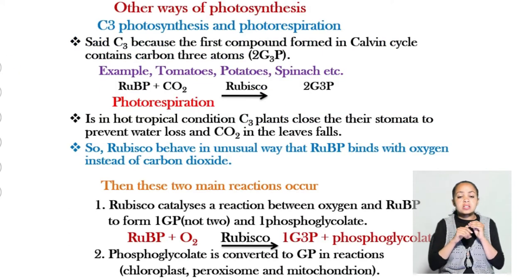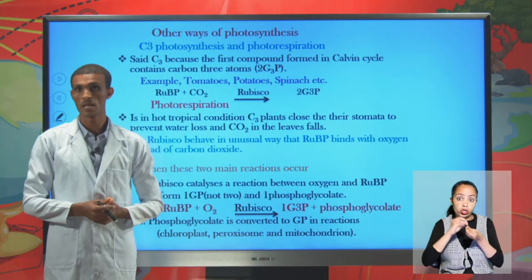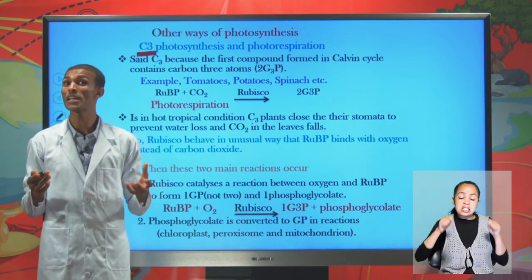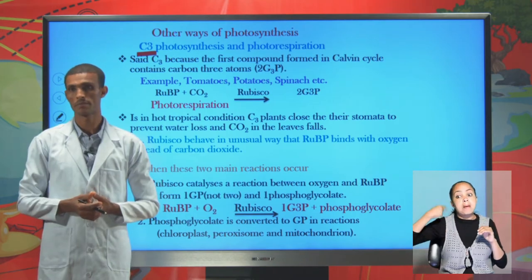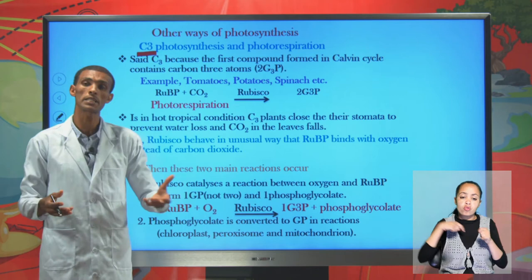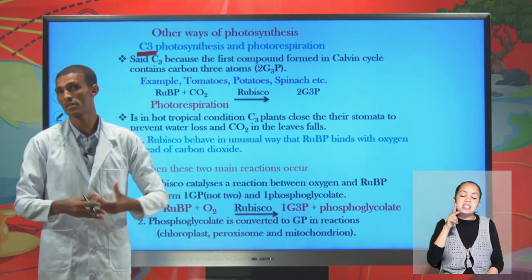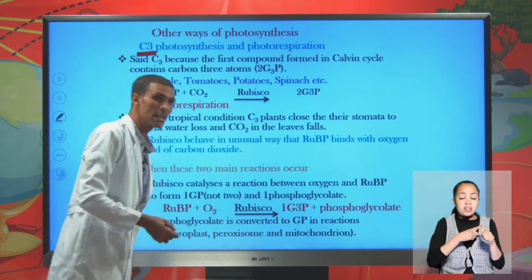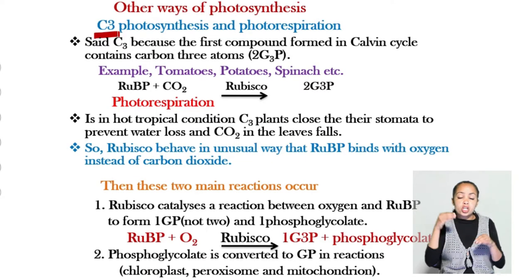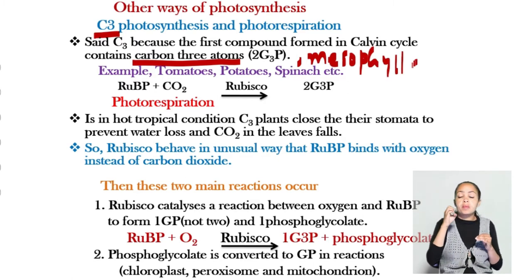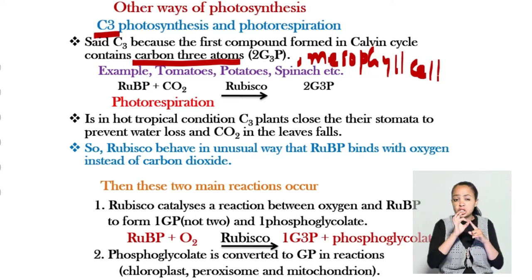Student, there is another type of photosynthesis in addition to this one. The first type is C3 photosynthesis. This type is largely experienced in temperate environments and most probably takes place in broad-leaved plants. It is considered C3 photosynthesis because the first compound formed in the Calvin cycle contains 3 carbon atoms, which we call glycerate-3-phosphate. Here, fixation of carbon dioxide takes place in the mesophyll cell.